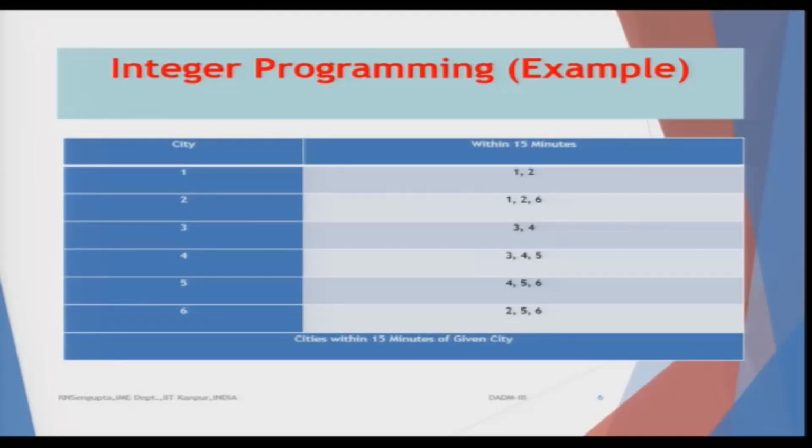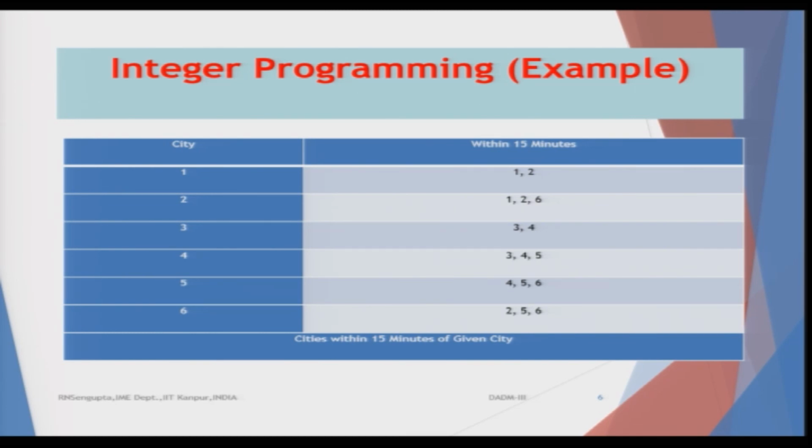Now, considering the matrix. So, we had already the matrix where the times were given. Now, I am considering how many of them are within 15 minutes for each city. So, obviously, we will go in this direction. From city 1, the cities, obviously 1 is within 15 minutes to itself.